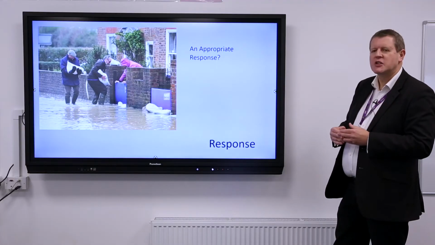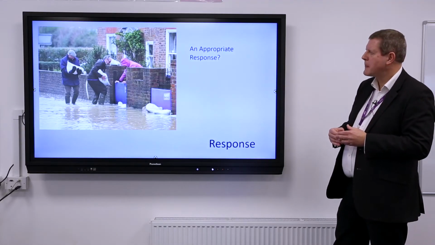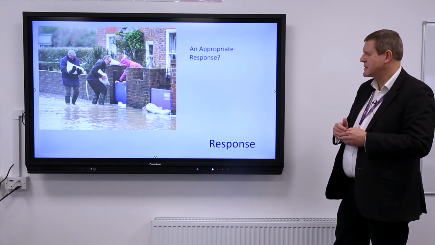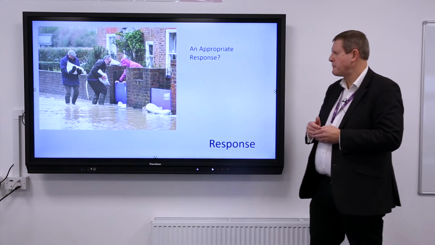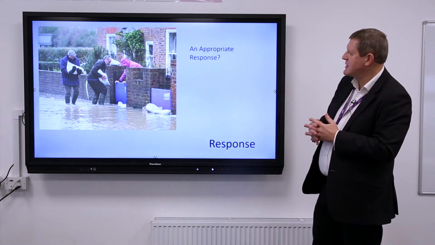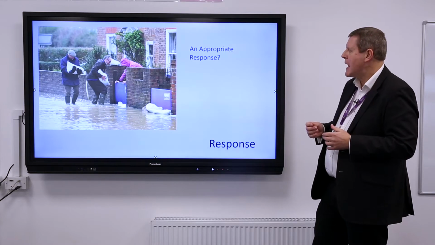So we're going to move on to response and think about what makes an appropriate response. As you might imagine, people respond to hazards in different ways. So have a look at the picture here and think, is this response appropriate to the hazard? And some of you are thinking, well, yeah, they're defending their houses. That seems like a good thing to do.